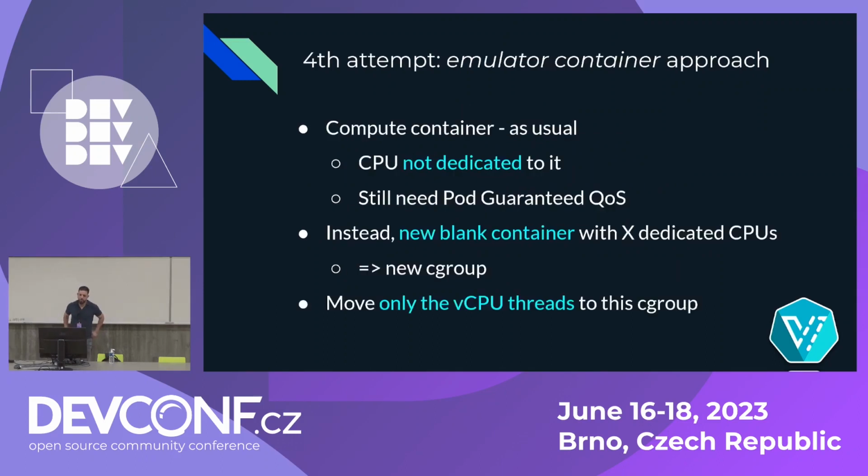So fourth attempt is the emulator container approach. So the idea is that the compute container will stay as usual. And when I'm saying as usual, it would not be allocated with dedicated CPUs at all. It still needs to be of guaranteed QoS, but no dedicated cores. Instead, we will create another blank container with X dedicated CPUs. This will create a new Cgroup for us, because in Kubernetes, every container gets a new Cgroup. And when I say blank container, by the way, I mean that one process that's sleeping forever, or something like that. Then we can move only the vCPU threads to this Cgroup.